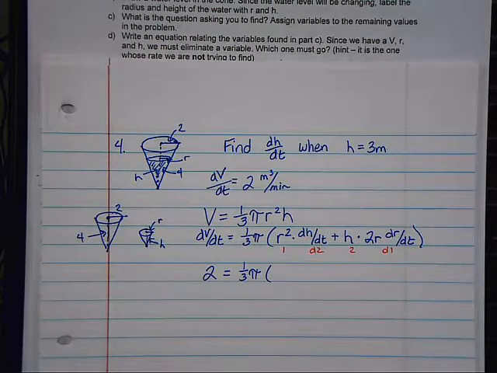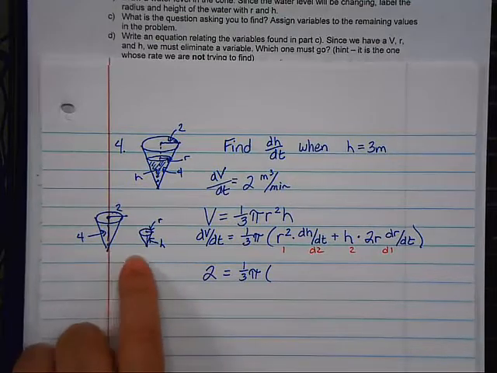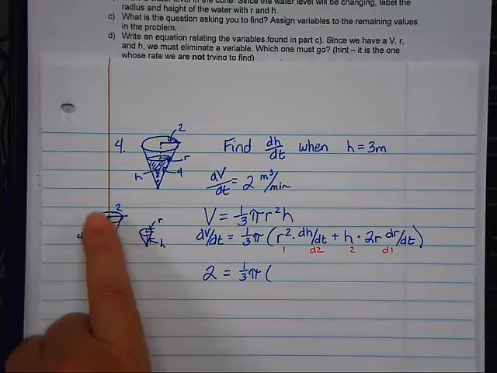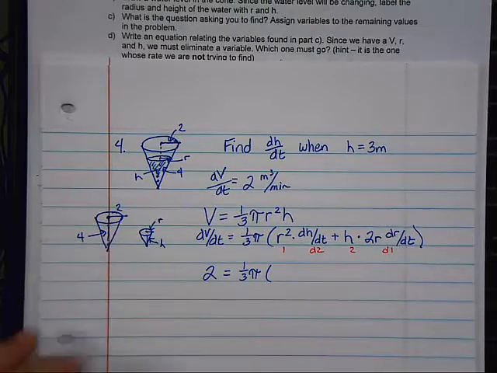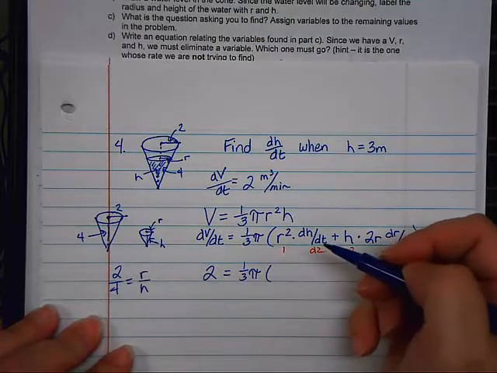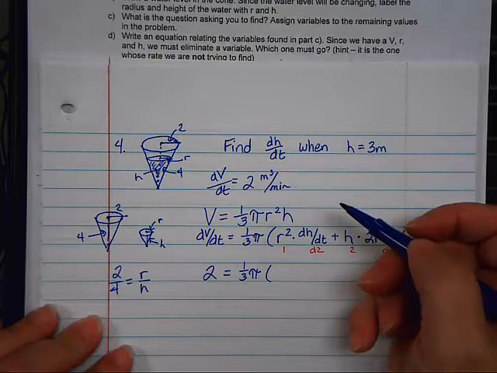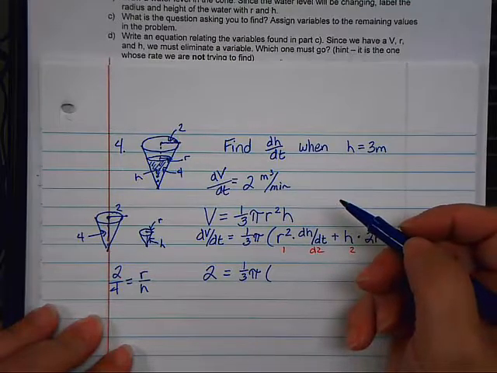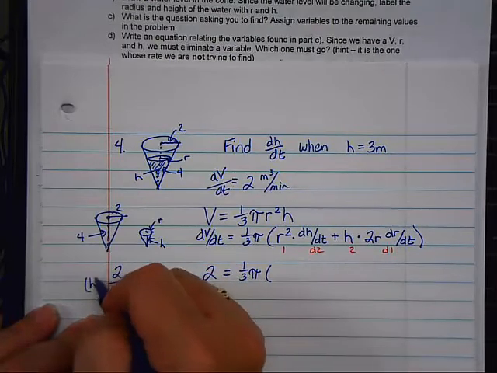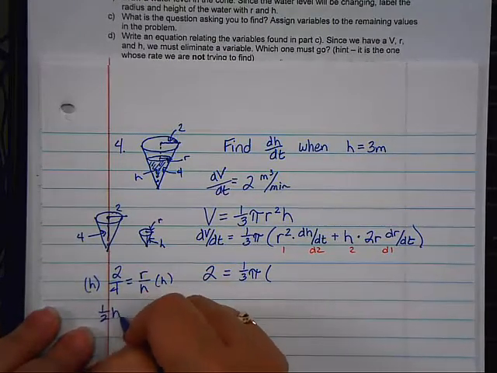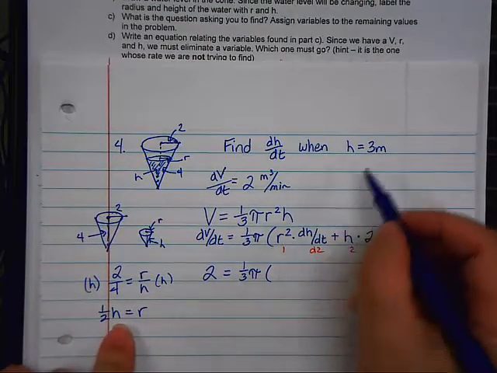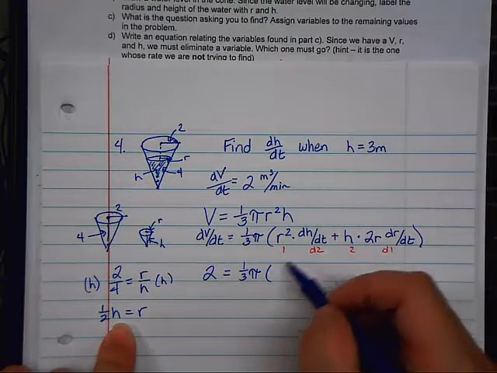If they are proportional, can I relate r and h based on the way this picture looks? 2/4 equals r over h. That's the relationship you need. And that's going to help you find r, and it's also going to help you find dr/dt. So let's get r by itself. What's r going to be? I'm going to multiply both sides by h. So 1/2 h equals r. Okay? So if h is 3, what is r?